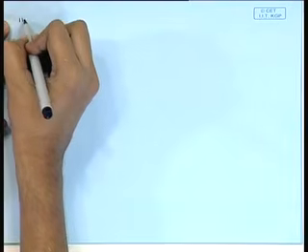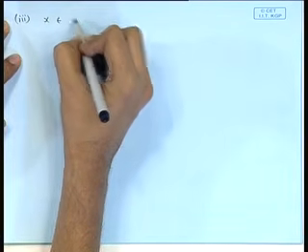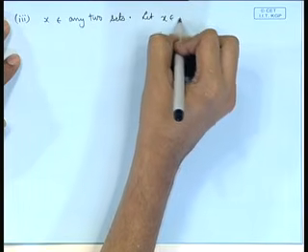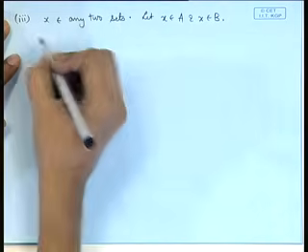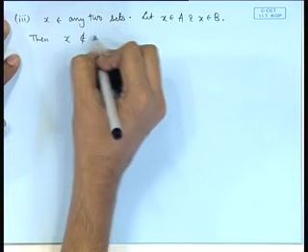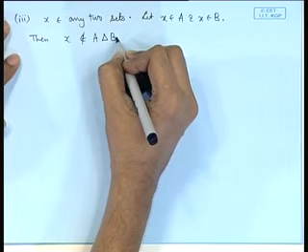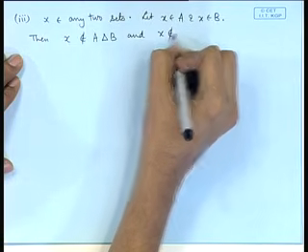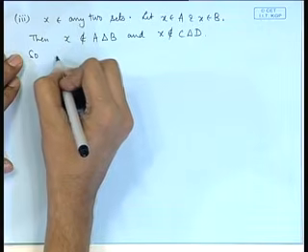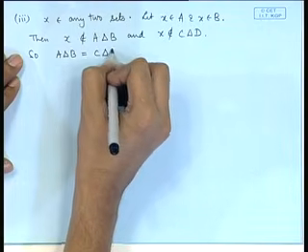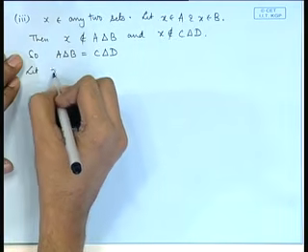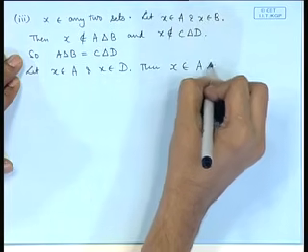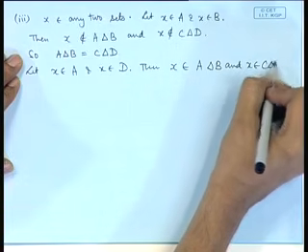If we consider x belonging to any two sets, let us take x belongs to A and x belongs to B, then clearly x does not belong to A delta B because the points which are common to both are excluded from the symmetric difference, and x does not belong to C delta D. So, A delta B will be equal to C delta D. Let x belong to A and x belong to D, then x will belong to A delta B and x will belong to C delta D.